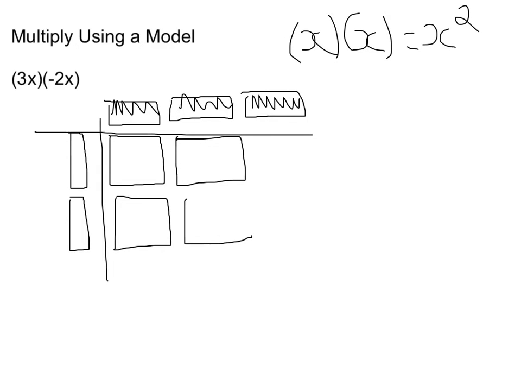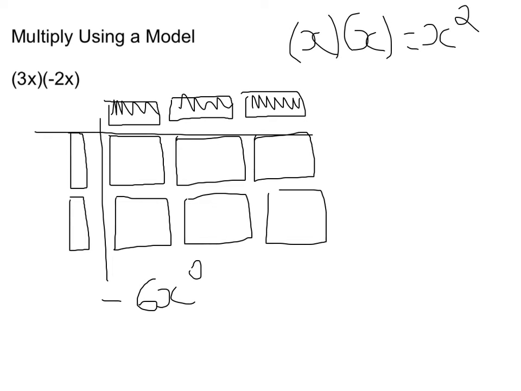Now, are they going to be positive or negative? Well, on the top we have a positive x, on the bottom we have a negative x. A positive and a negative equals a negative. So we're left with 6 negative x squared tiles. So this will equal negative 6x squared.